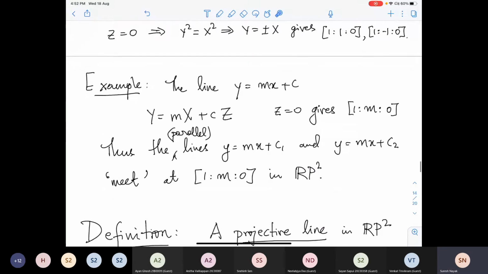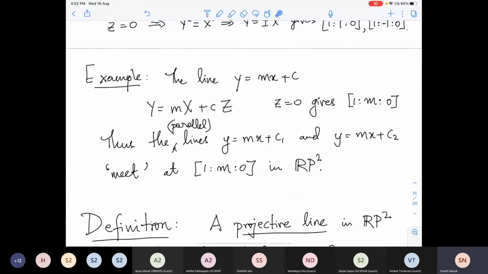Even a much simpler situation is just an ordinary line, y equal to mx plus c. You homogenize it. I mean, substitute little y equal to capital Y by z, little x equal to capital X by z. You'll get this equation. Again, z not equal to 0 will give you back the original points. Z equal to 0 will give you the new points at infinity. And what are the new points at infinity? If you put z equal to 0, you get y equal to mx.